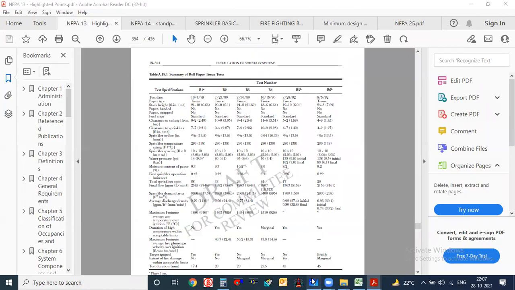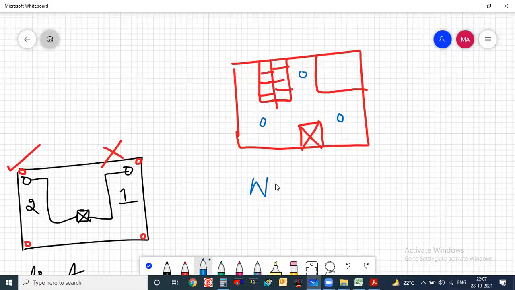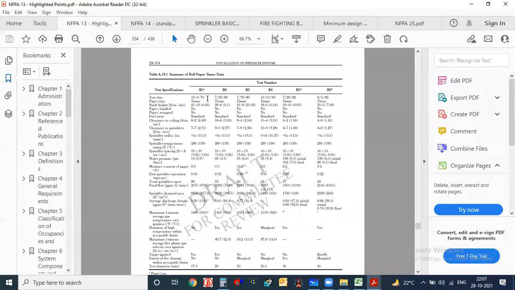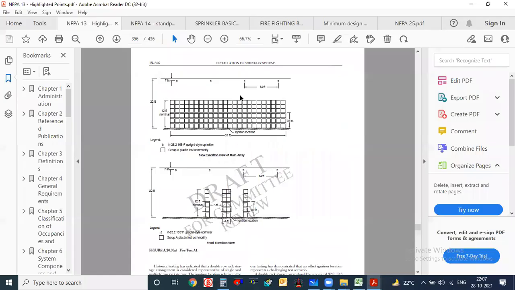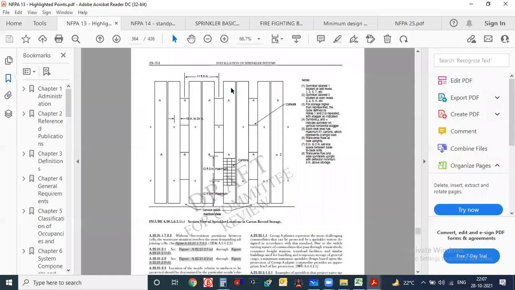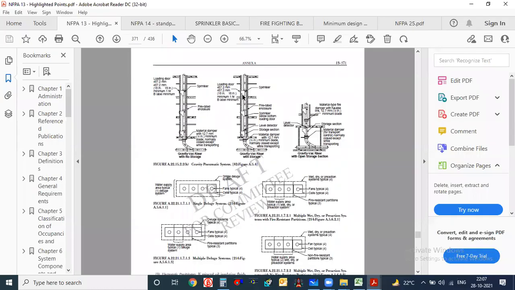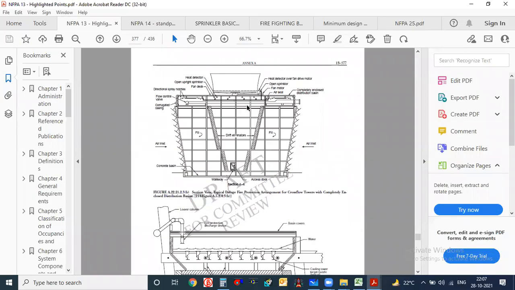NFPA 25 is used for what are the components? The previous papers you have shown, they are in NFPA 13, right? This is NFPA 13 only. Oh, okay. So many things are there. I am just skipping this because we will get confused if we start studying each and everything. Different systems are given, like this is the cooling tower.